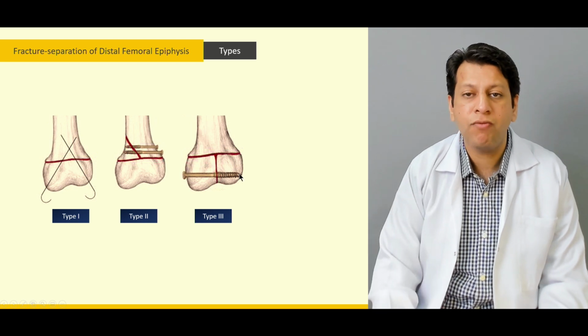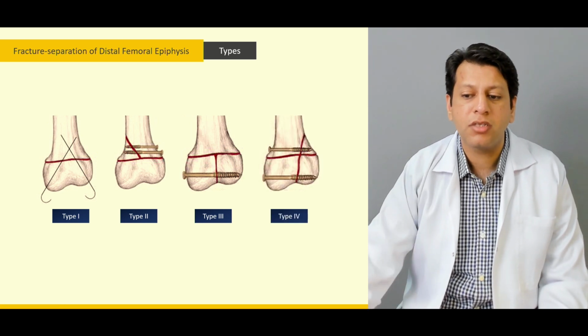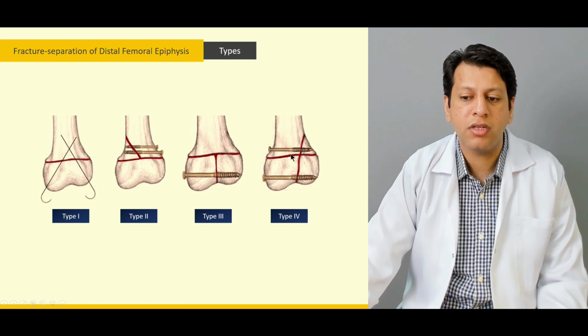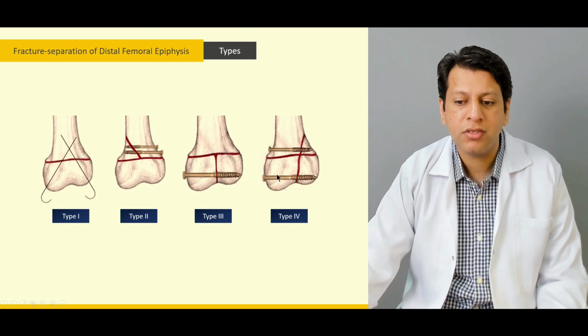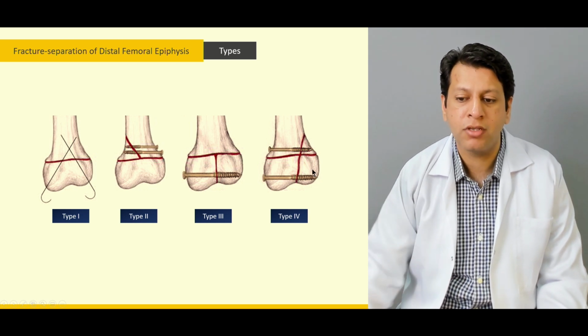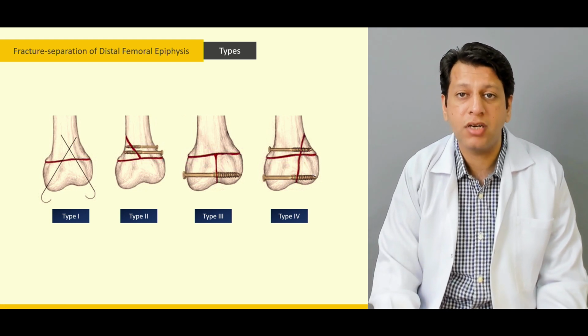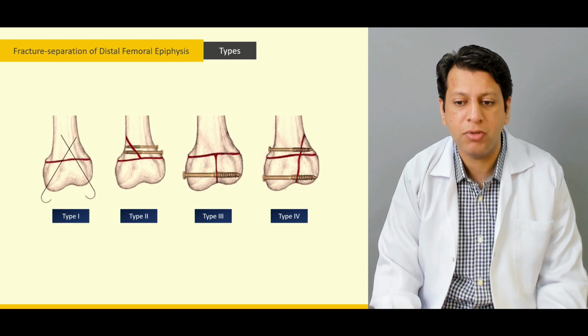And if you get a type 4 injury, in which there is epiphysis as well as the fracture going all the way into the metaphysis, then you spare the physis and pass 1 or 2 screws into the metaphysis and 1 or 2 screws into the epiphysis. But you do not cross the physis with the screw, because that will further damage the physis, which is already damaged.